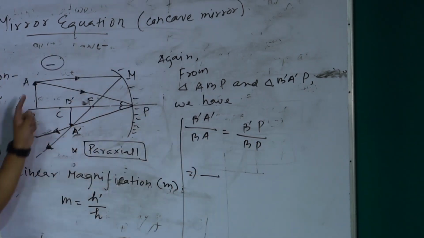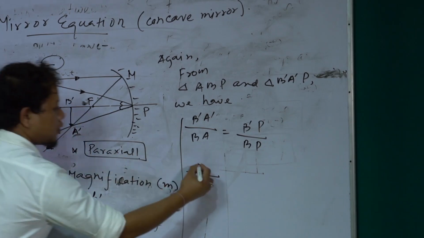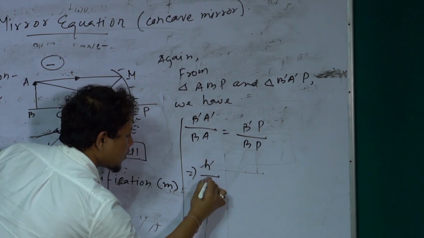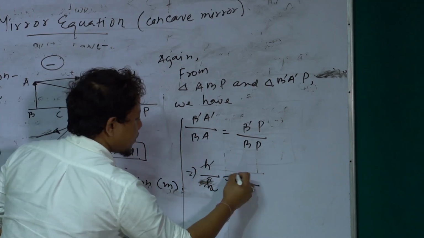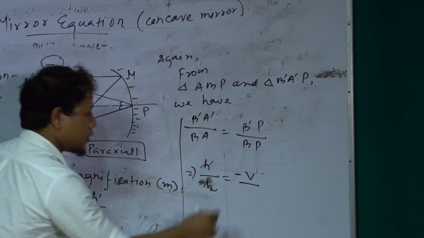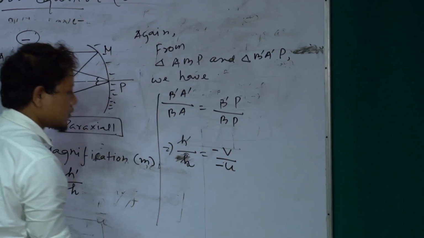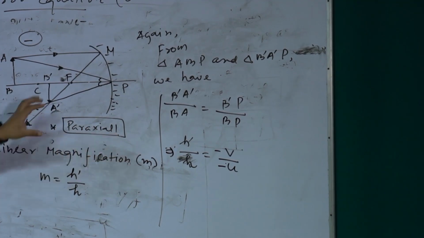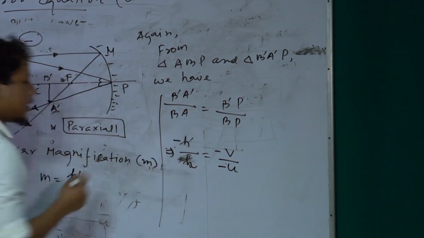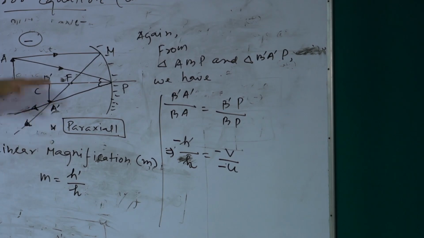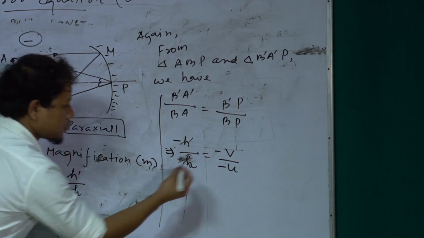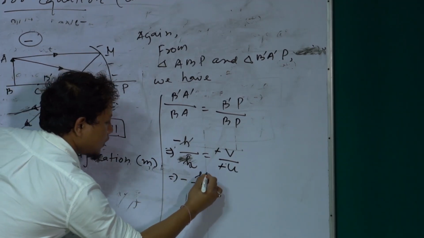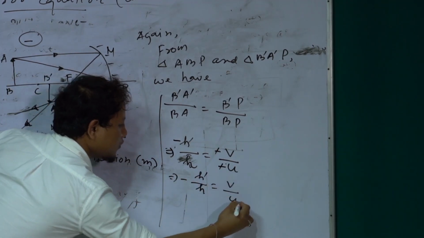So B dash A dash is the size of the image, h dash, and BA is the size of the object, h, equal to B dash P, which is the image distance, divided by BP, which is the object distance. Now here h dash must be negative, because this is below the principal axis. So minus minus we can cancel out, and I can write h dash divided by h equal to v by u.